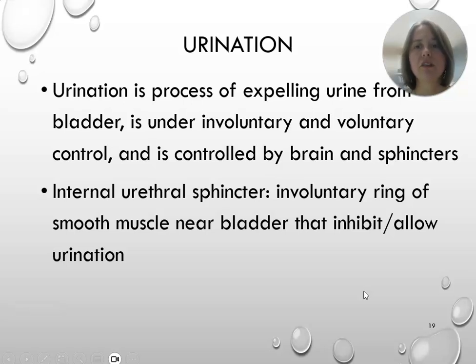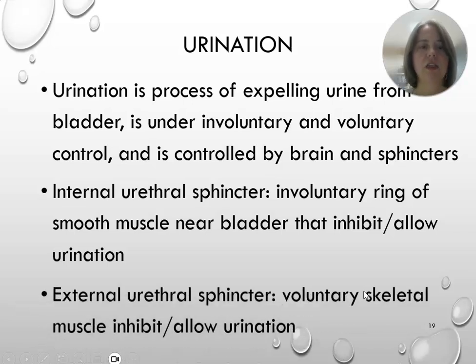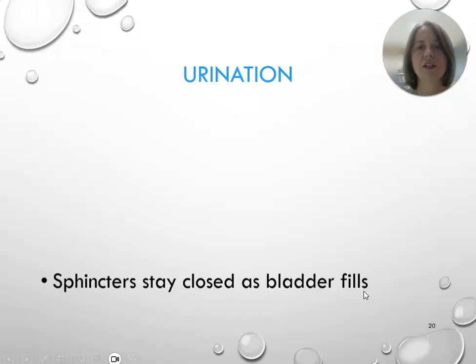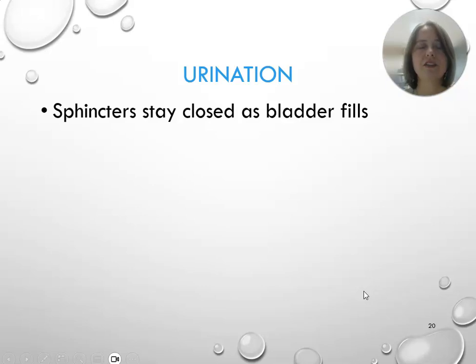You have your internal urethral sphincter, which is an involuntary ring of smooth muscle that will inhibit or allow urination. And then you thankfully have parts that are under voluntary control. And so that means they're made out of skeletal muscle. So a sphincter made out of skeletal muscle, which will inhibit or allow urination: the external urethral sphincter.